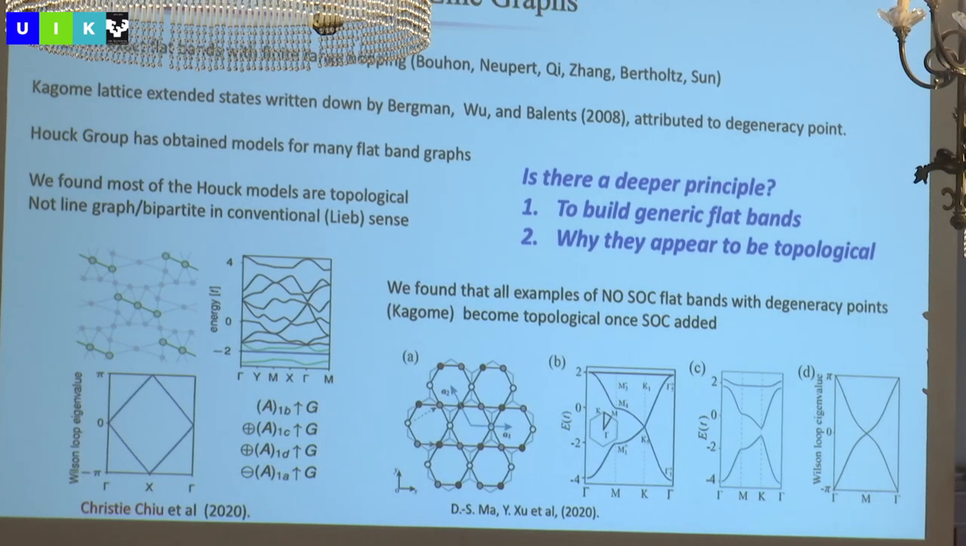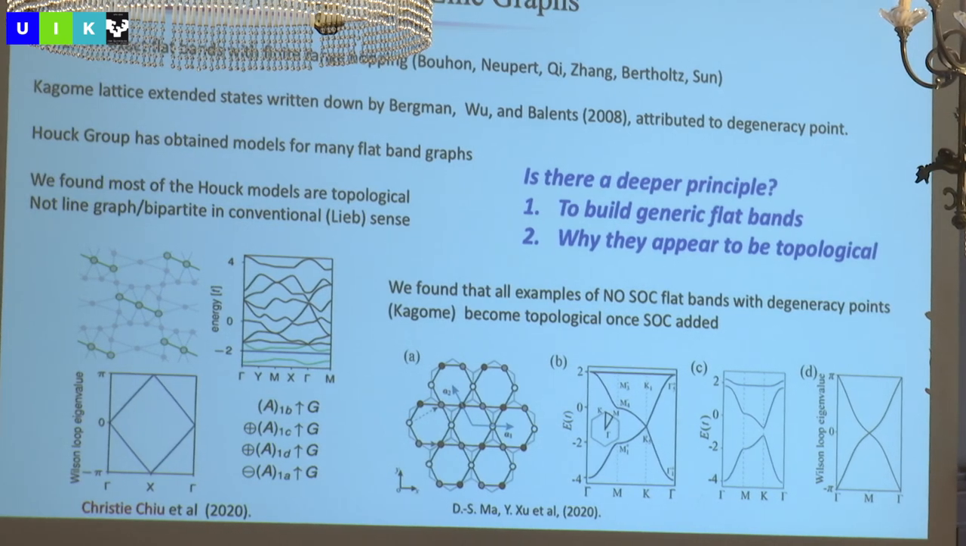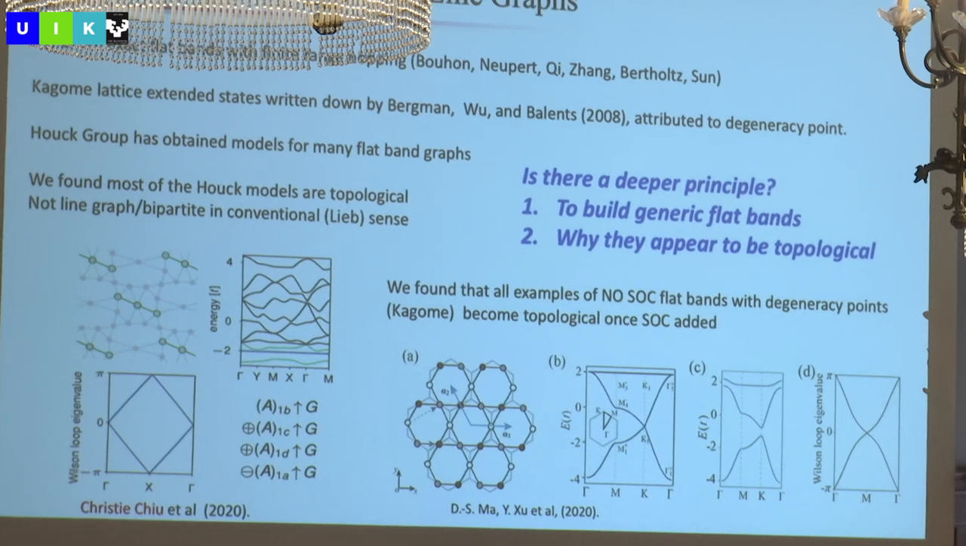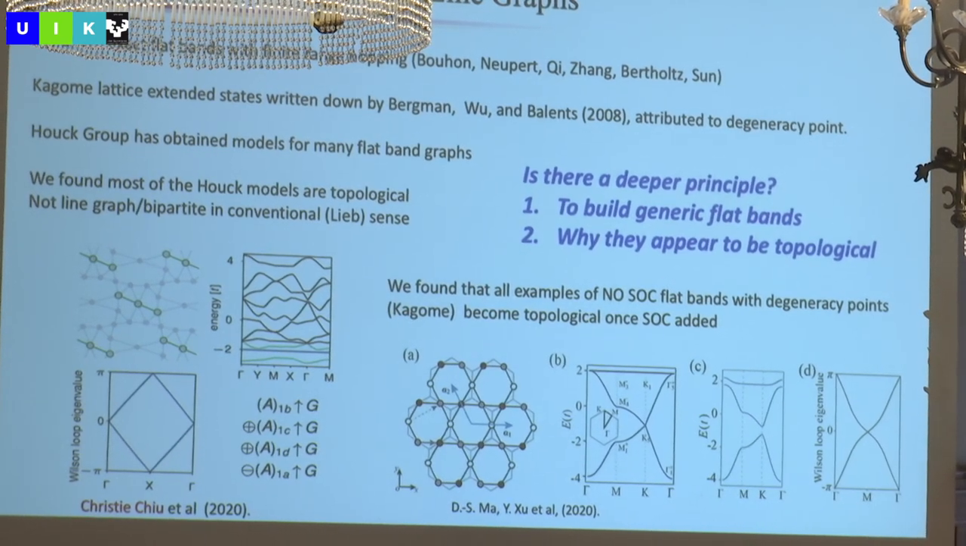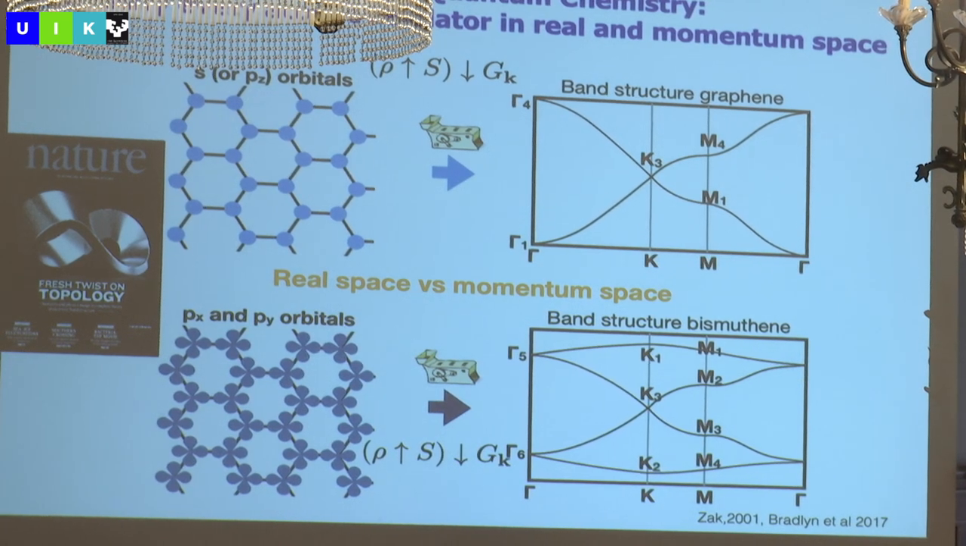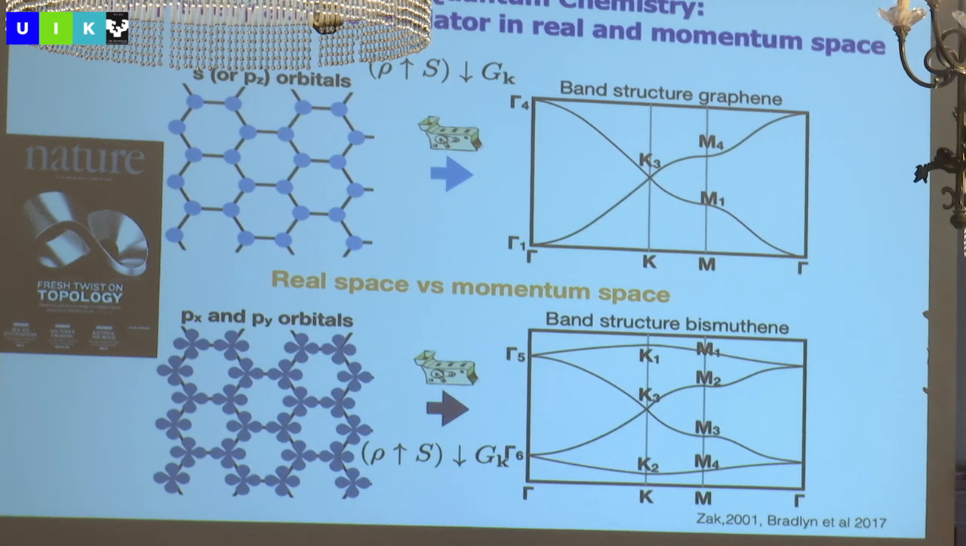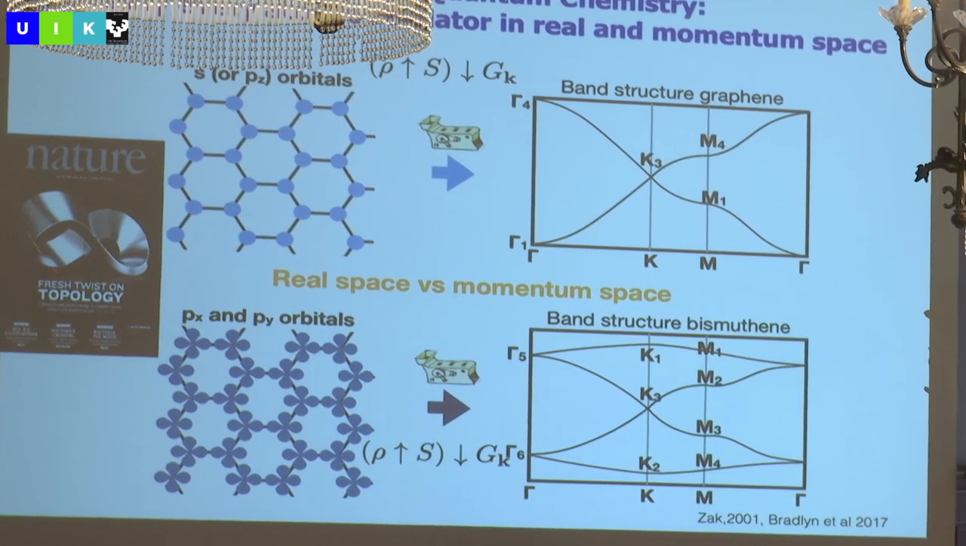So then we started asking if there's a deeper principle why flat bands should naturally come out as topological when you have non-zero hopping. And it turns out that there is. Not all of them, but it's natural for them to be topological. So I need to now do a small intermezzo and show you the way to understand topology from eigenvalues, which we'll be using. So it turns out that there is a mapping from the orbitals on a lattice from all the, yes.